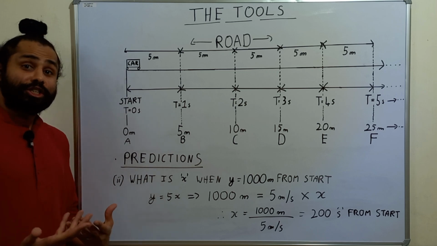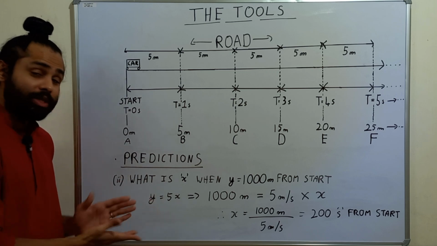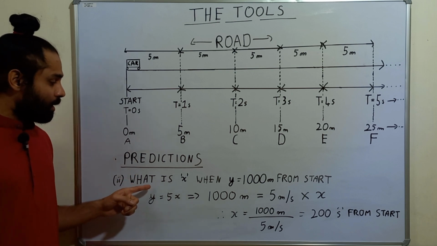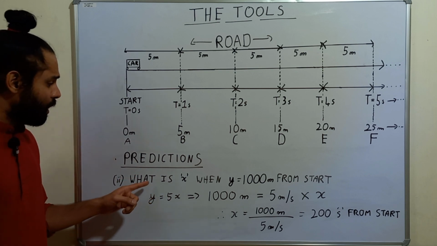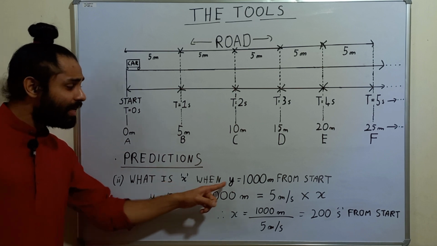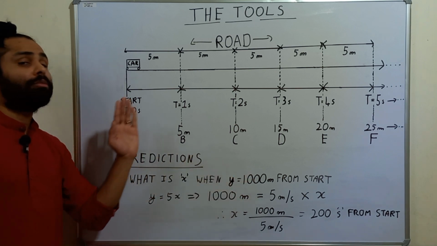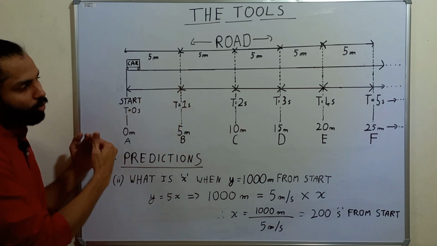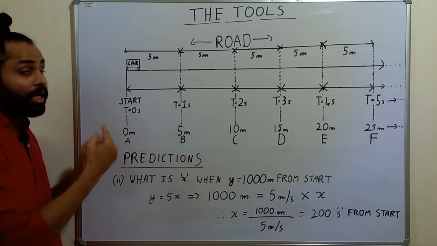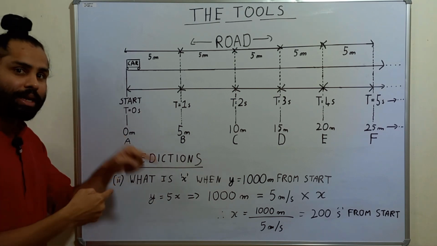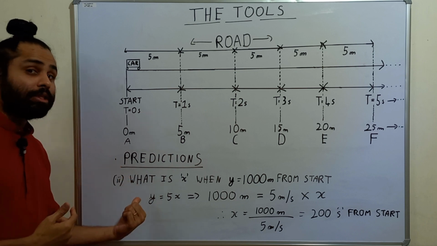Another kind of prediction that we can make using our equation, using our mathematical model, is the other way around. In this case, our question is phrased differently. Now we want to know what is x when y is equal to 1000 meter from the start. So now in this situation, again we're extrapolating. We want to know something way in the future, but the information that we have, what we are starting with, is not the time. That's actually unknown for us in this situation.